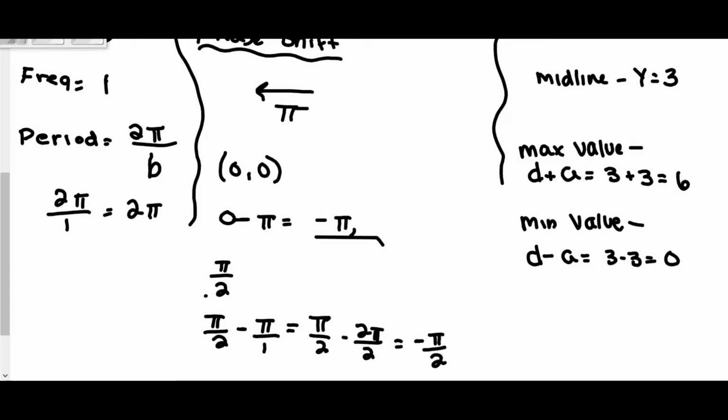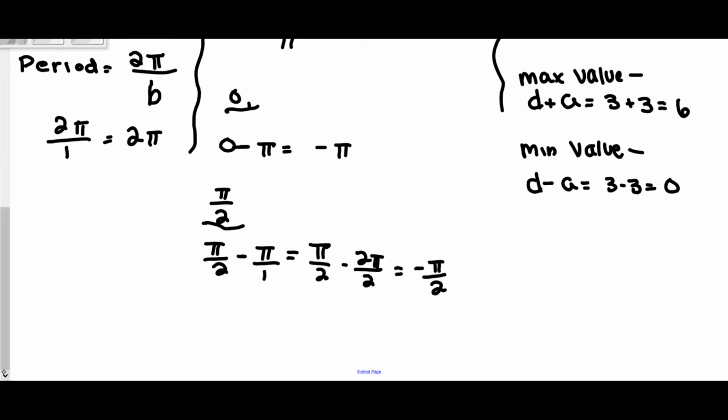So all that's important right now is we're seeing that our 0 x value is now negative pi, so we shifted over negative pi. Our pi over 2 x value is now negative pi over 2. Our next critical value is just pi. So we're shifting it to the left pi times. So our pi x value turns into 0.